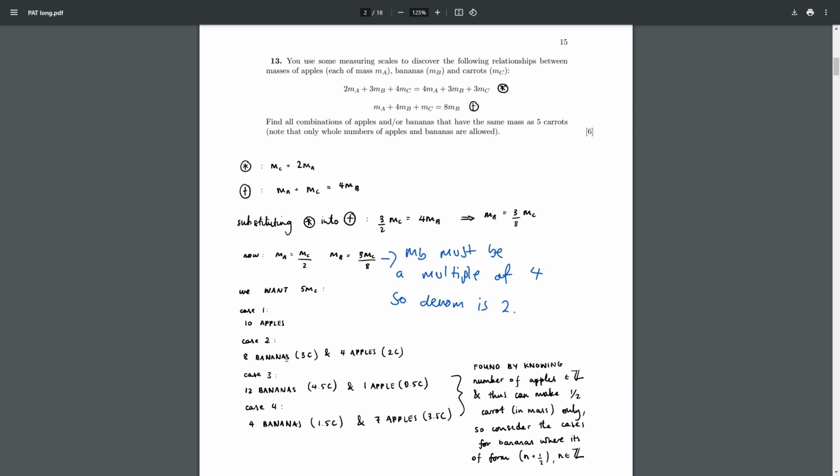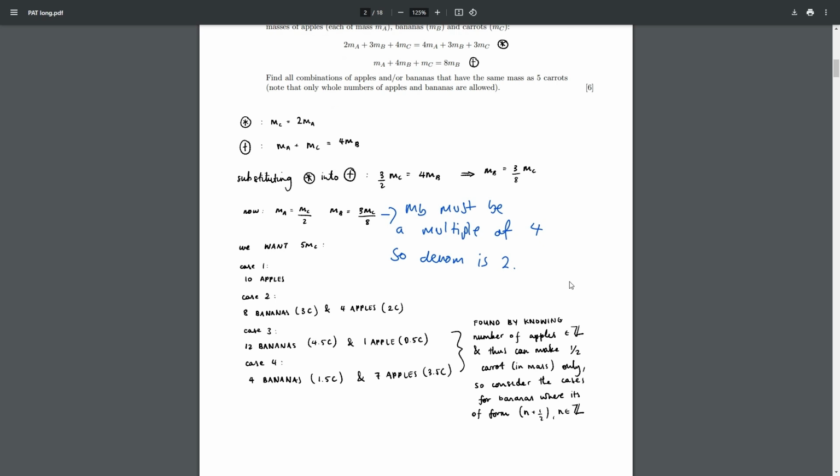And then our next multiple of 4 is 8. When we have 8 bananas, we're going to need 4 apples. And our final case is when we have 12 bananas, we're going to need 1 apple. And if we go to 16 bananas, we'll see that the equivalent mass is actually 6 carrots, which means with any more multiples of 4, we're going to have too much mass in our bananas, and we're not going to be able to have a positive integer amount of apples, which gets us to 5 carrots. So as long as this deduction of it being a multiple of 4, we do a similar thing here. You can read that if you want.